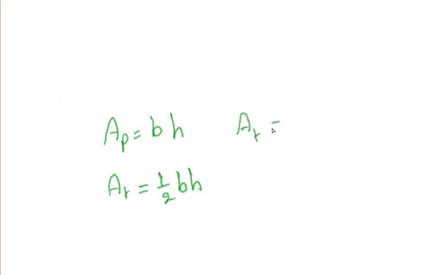Before we start, let's remember the formulas for calculating the area of a triangle, a trapezoid, a rhombus, or a kite, and the area of a parallelogram. The area of a parallelogram is B times H. B is the base, while H is the height. The area of a triangle is half times B times H, half base height. The area of a trapezoid is half B1 plus B2 times H.